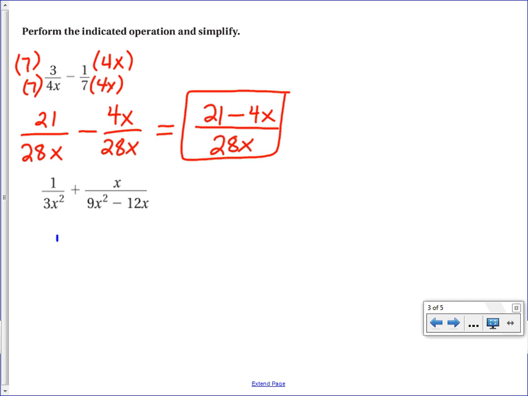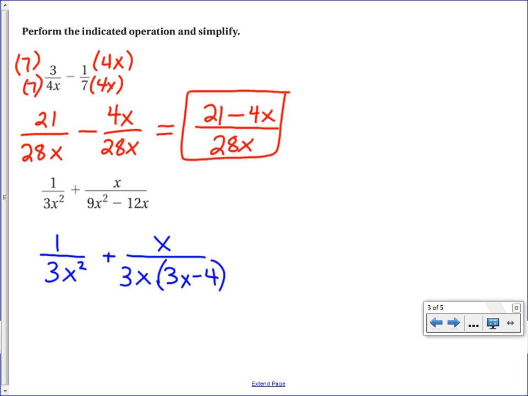Right now, the first fraction, I'm going to leave it as it is. But the second fraction, I would like to factor that denominator, because you'll observe something here. When you factor this denominator by taking out a 3x, you'll be left with a 3x minus 4. Right? Double check that if you're not sure where I got that from. Took a 3x out of a 9x squared and a minus 12x.